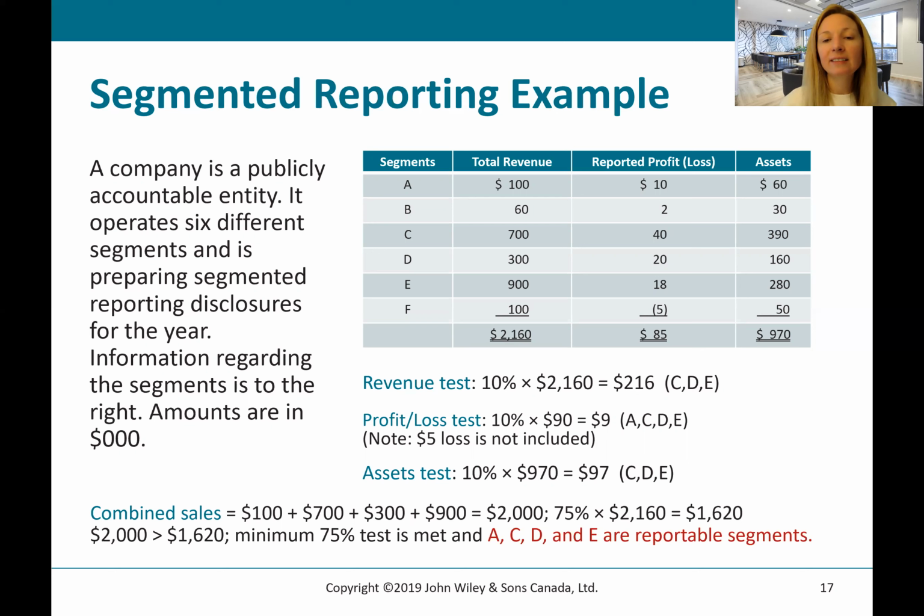And then the asset test, 10% of the assets, so we were given the assets of 970. What exceeds the 10% threshold is going to be just C, D, and E. And so those are the reportable segments. So we've got A, C, D, and E are reportable segments across those because they have to meet all of those tests.